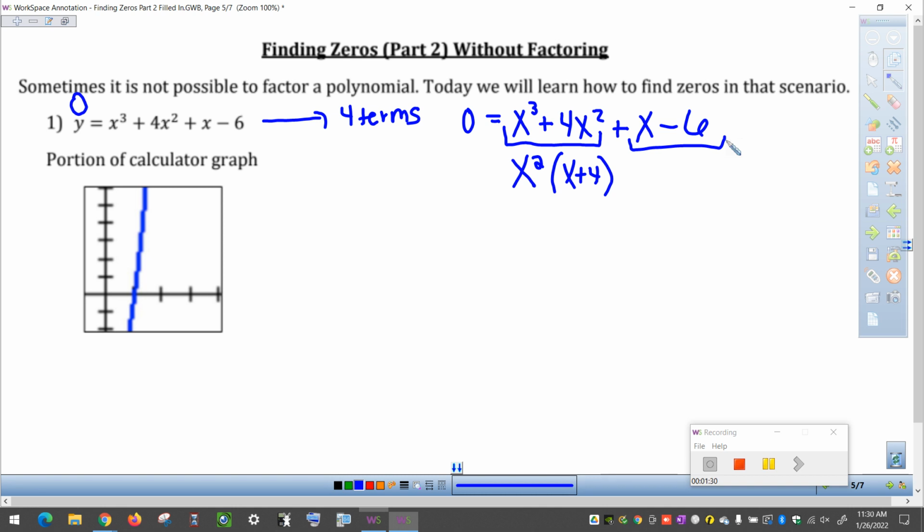But notice that the last 2 terms really don't have anything in common that we can factor out. We could try this because 1 is a factor of everything. However, even if we think about factoring out a 1, we're still left with an x minus 6 on the inside. And notice how these are not the same. And so we're not able to move forward with our method of factor by grouping.